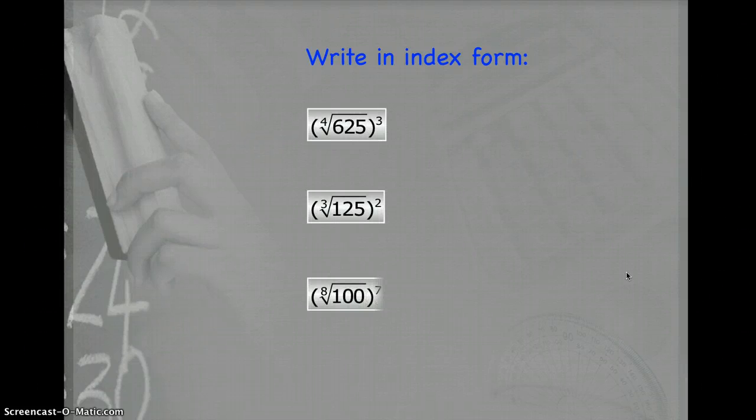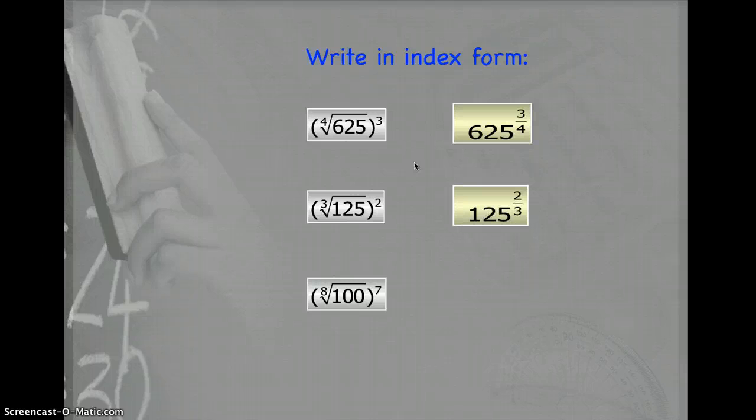Another exercise. Write in index form. Again, stop the video and do it on your own, and then press play again to check if your answers are correct. Let's now check your answers. In index form, this should be written as 625 raised to the 3/4. Second one should be 125 raised to 2/3. And then the last one, 100 raised to 7/8.